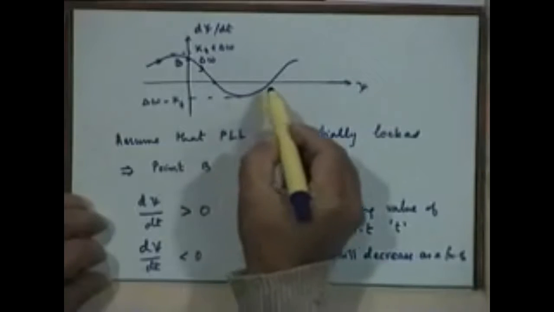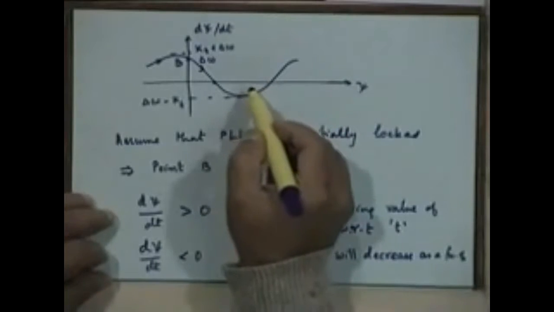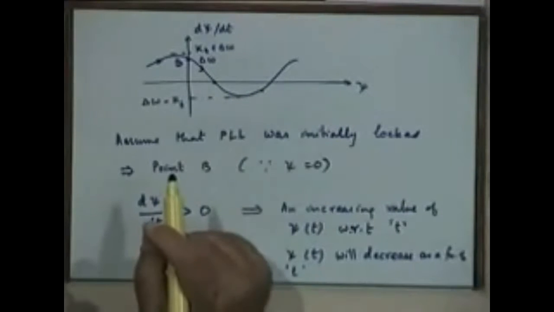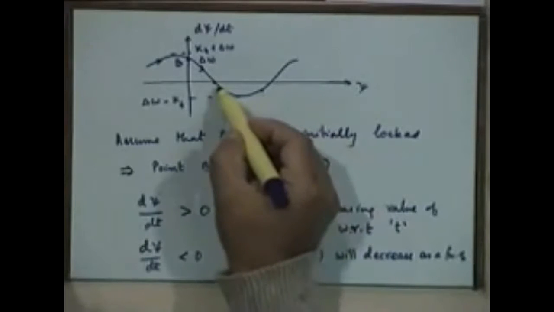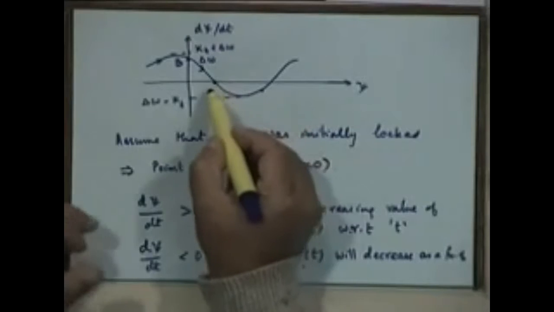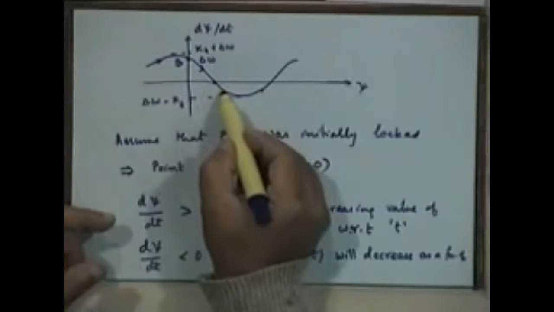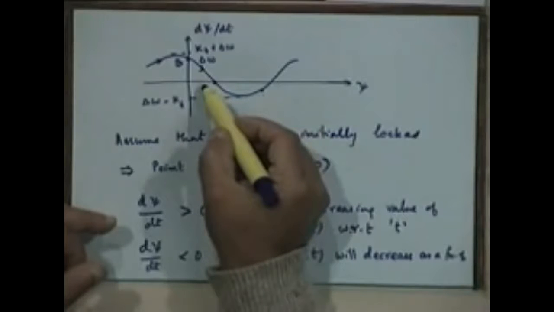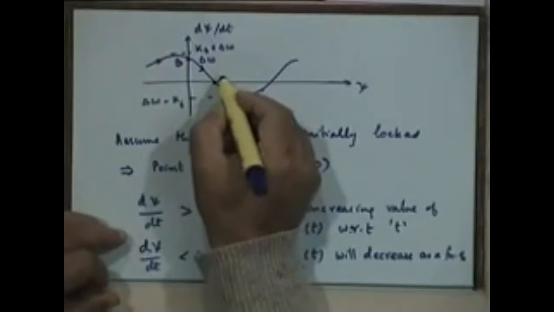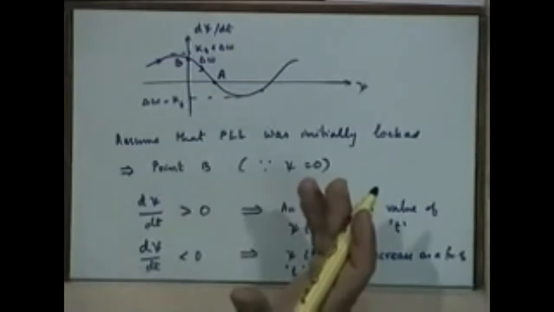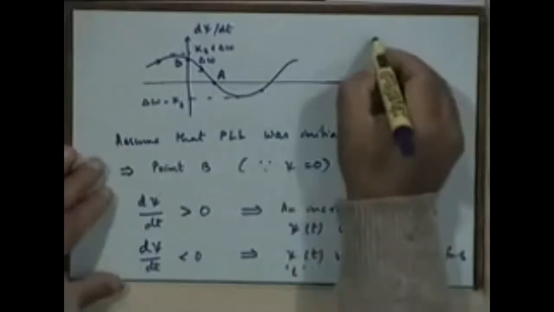Suppose you reach somewhere here by some chance, right. What will happen now? It will try to move to the left again to the same point, right. So even if you had deviated from this either on the positive side or on the negative side, you will tend to return to this point. So you can think of this point, let us call this point A, as some kind of a stable operating point of the system, right.